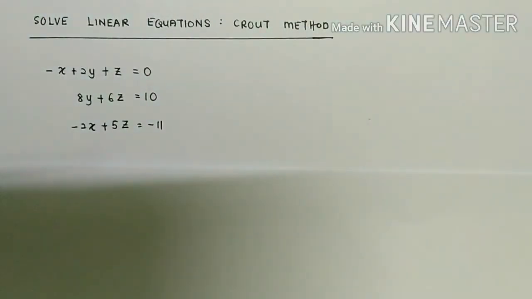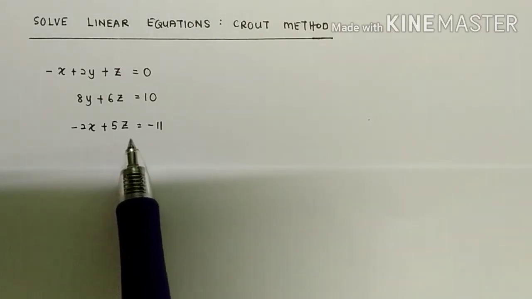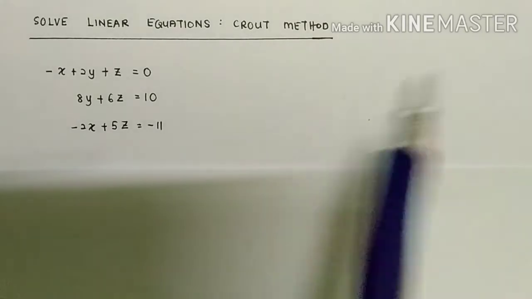So today I'll show you how to solve linear equations by using the Crout method. The steps to solve linear equations by using the Crout method are similar to the Doolittle method. So the first step is we must convert these three linear equations into matrix form.